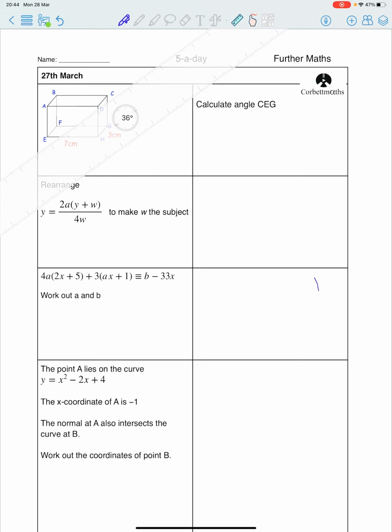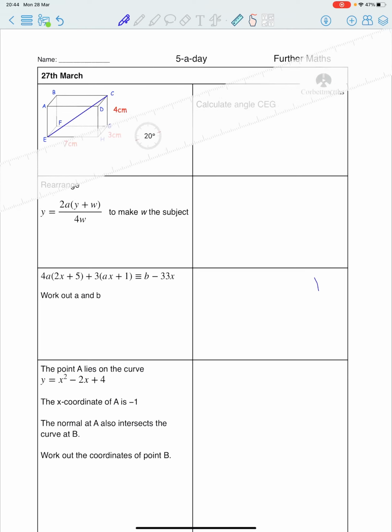CEG. So I'm going to draw a line from C to E. That'd probably be good. So C to E, wow, that's a terrible line. Let's try this again. C to E, I think that's okay. C to E, wow, why is it doing that? One more time, first time lucky. Yes, C to E to G.